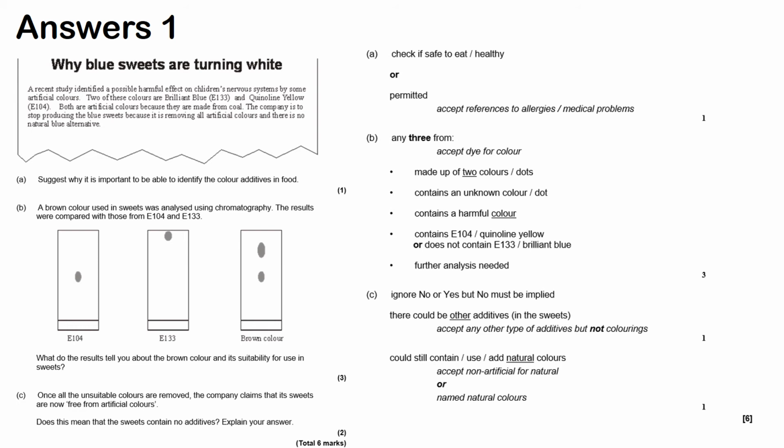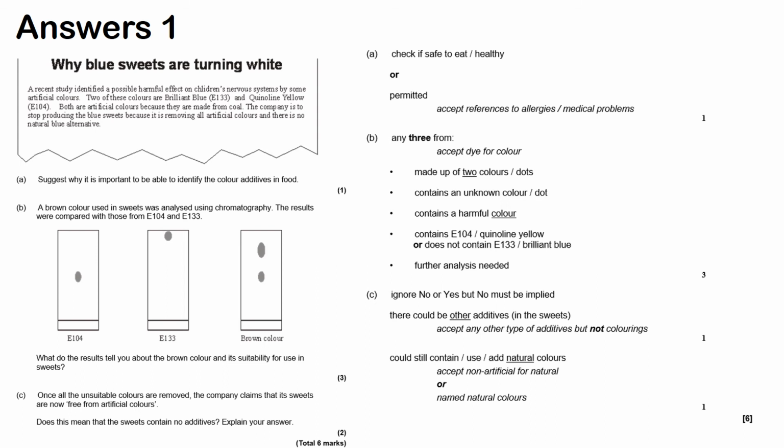So the answers were any 3 from it's made up of 2 colours. So brown is made up of 2 colours, and we can tell that because there's 2 distinct dots on its chromatogram. It contains an unknown colour or an unknown dot. Now we can tell that because if we look at them, the top dot on the brown colour, the one that's travelled the furthest, that doesn't match E133 and it doesn't match E104, so that's an unknown.